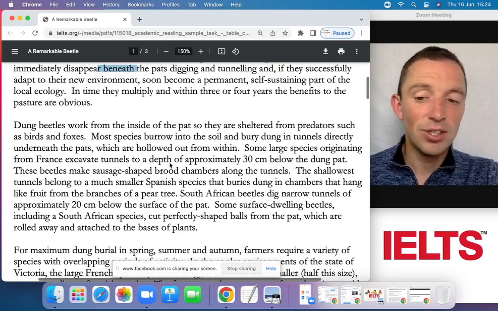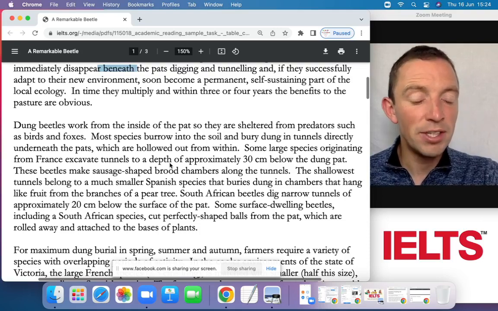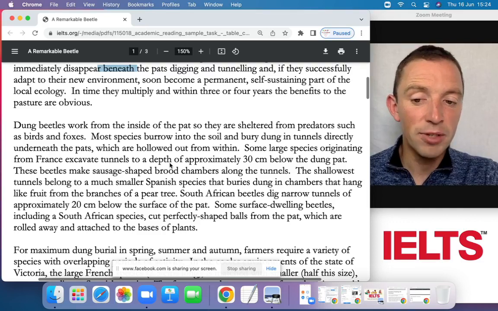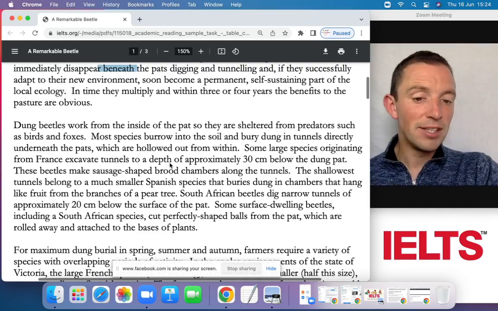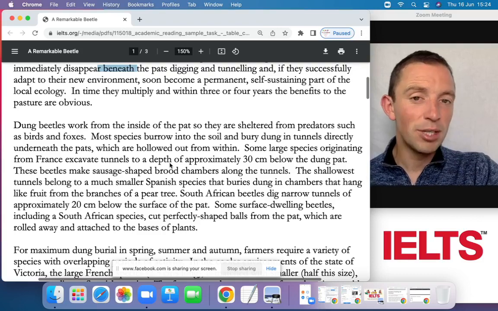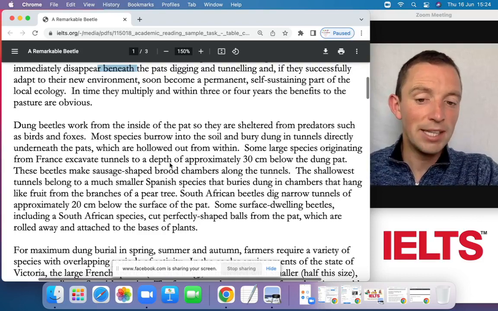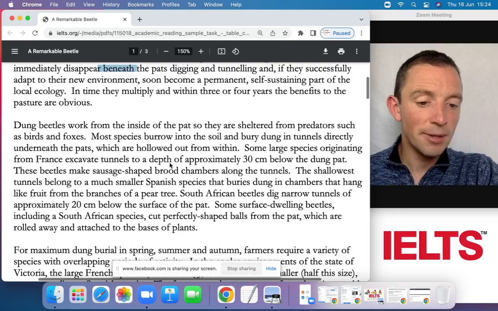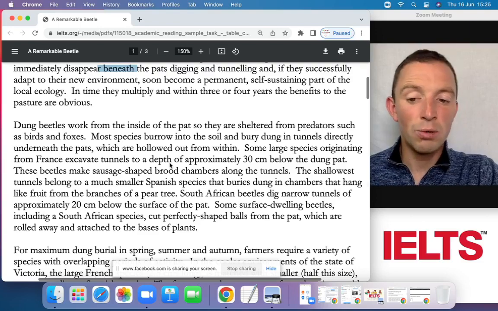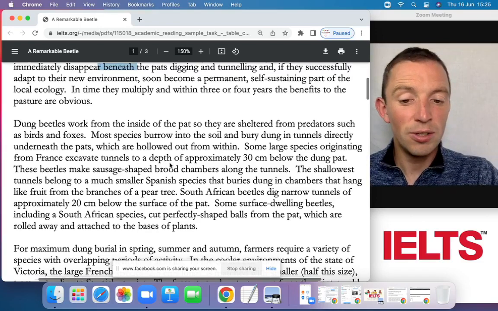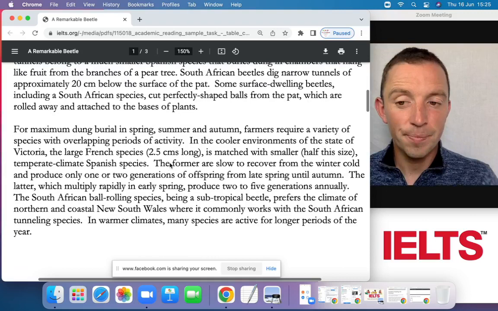The shallowest tunnels belong to a much smaller Spanish species that buries dung in chambers that hang like fruit from the branches of a pear tree. South African beetles dig narrow tunnels of approximately 20 centimeters below the surface of the pat. Some surface-dwelling beetles, including a South African species, cut perfectly shaped balls from the pat, which are rolled away and attached to the bases of plants.